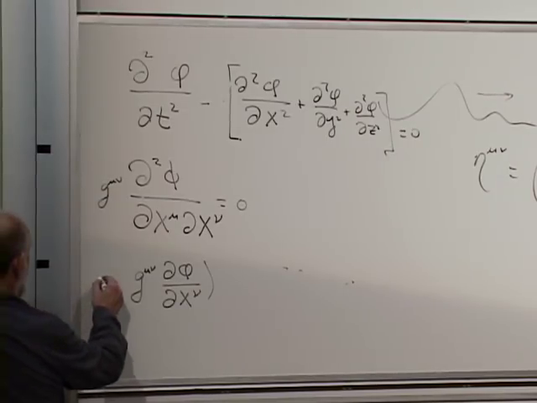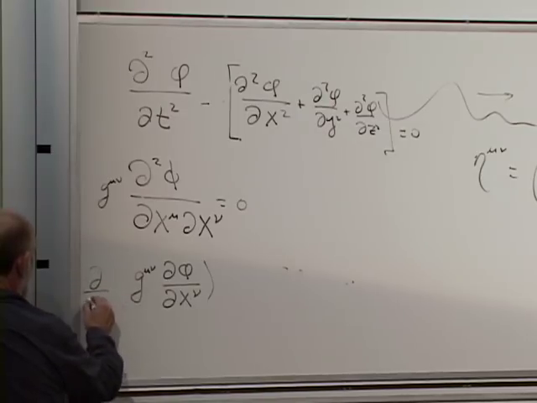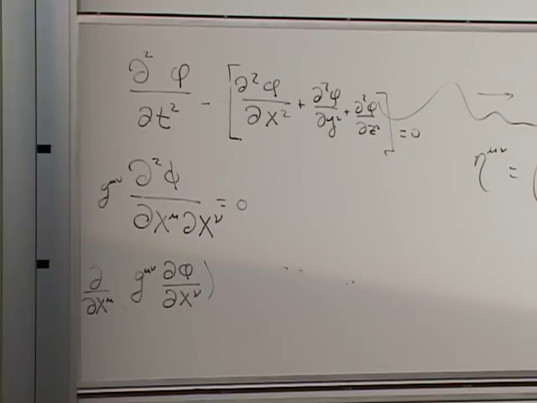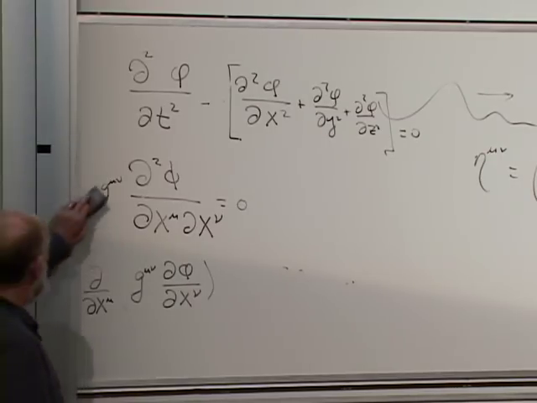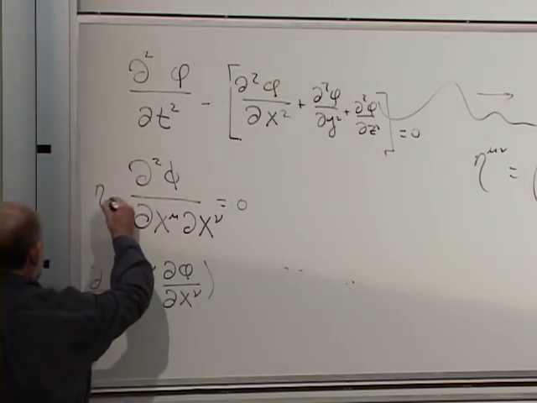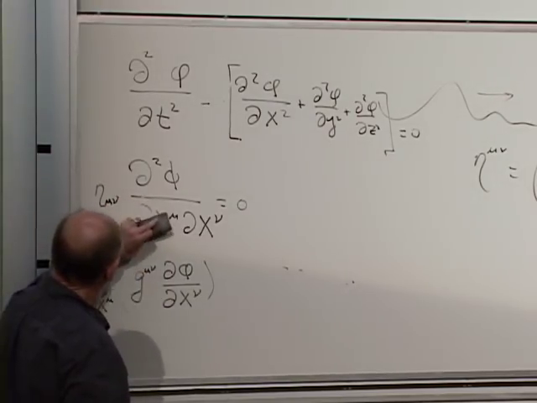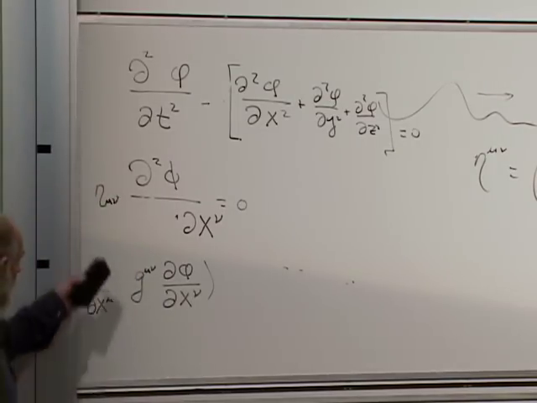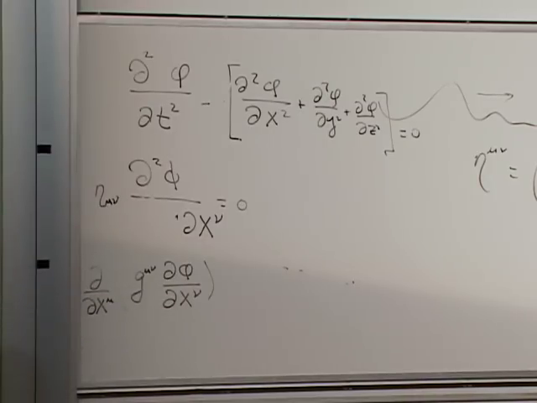Now what happens if I try to differentiate it? D by dx mu. Is it a tensor now? No. What do I have to do to make it a tensor? Take the covariant derivative. Incidentally, I started with this equation here. I could have taken the d by dx mu outside. Remember, eta is a constant, a bunch of constants. You can differentiate eta or not differentiate eta. It doesn't make any difference. But this, as it stands, is not a tensor.